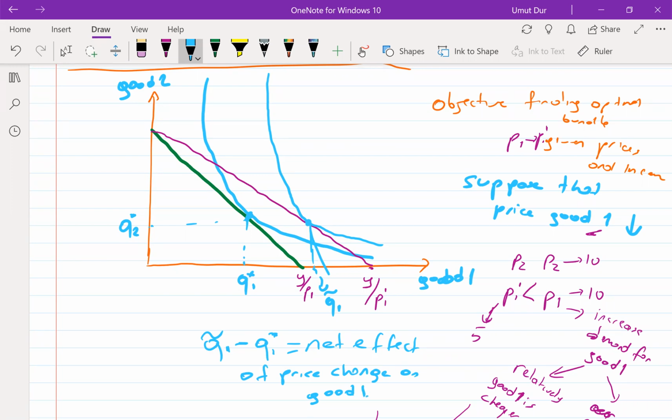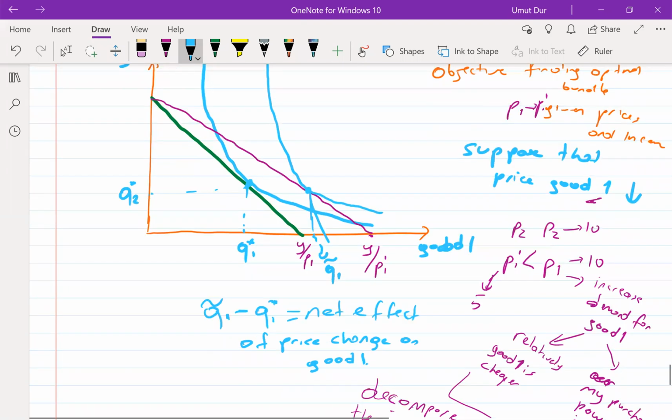Bizim buradaki, hani bu topic'i hiç bilmiyor olsanız bile, net efekti biz sorduğumuzda, hani buradaki price change net efekti ne diye sorduğumuzda, bizim yaptığımız şey çok basit. İlk price'a göre optimal bundle buluyoruz, Q1 star. Sonra ikinci price'a göre optimal bundle buluyoruz, burada Q1 tilde. Buradaki bizim net efektimiz, Q1 tilde ile Q1 star arasındaki fark.